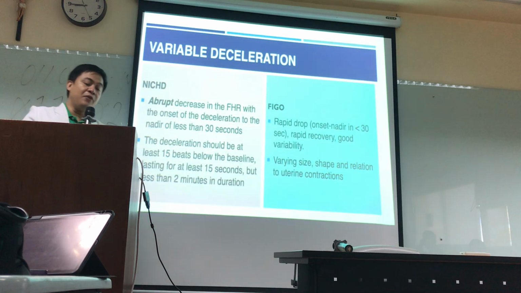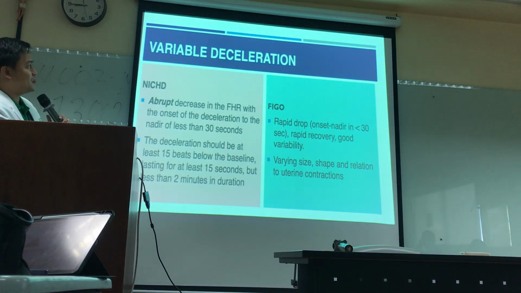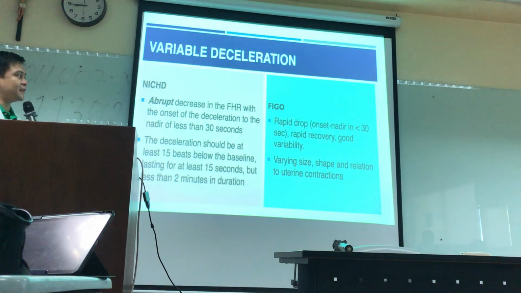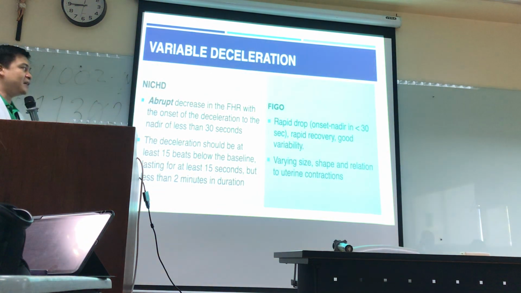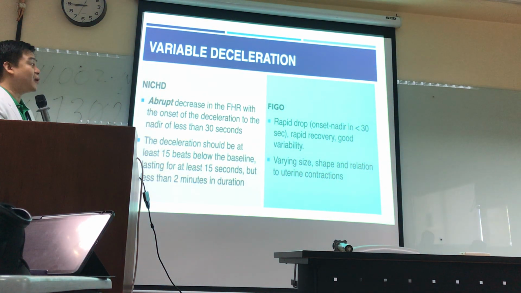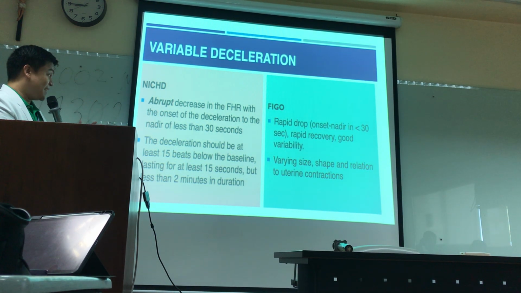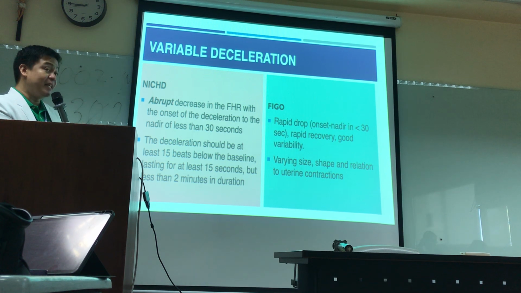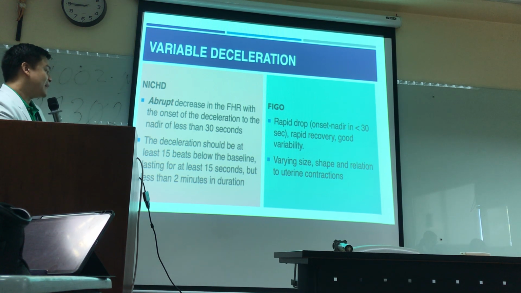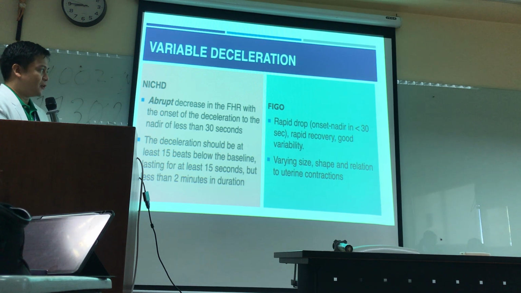Okay. So now we move on to variable deceleration. Medyo mas vague yung variable deceleration. There's an abrupt decrease in the fetal heart rate with the onset of the deceleration to nadir of less than 30 seconds. The deceleration should be at least 15 beats below the baseline, lasting for at least 15 seconds but less than 2 minutes in duration.